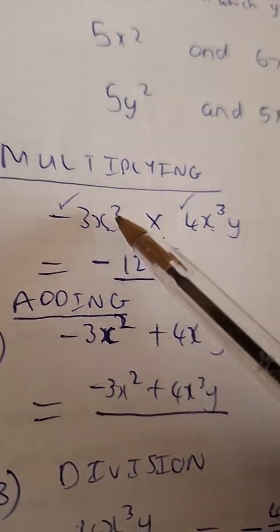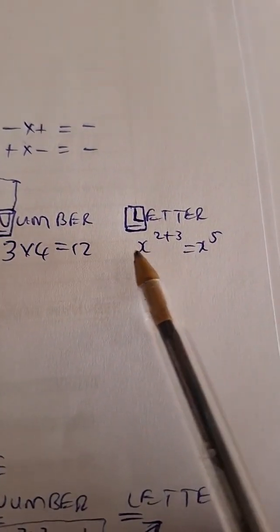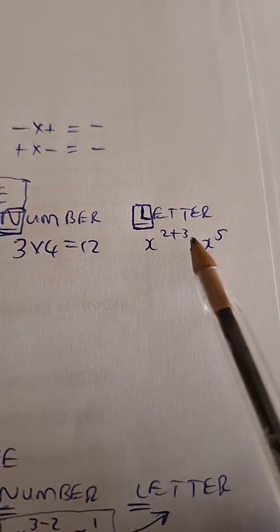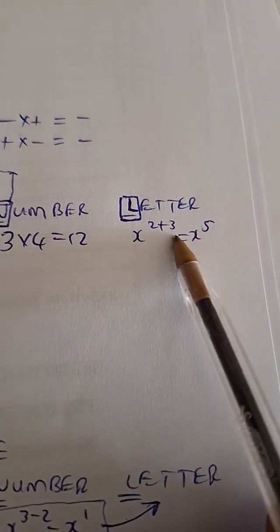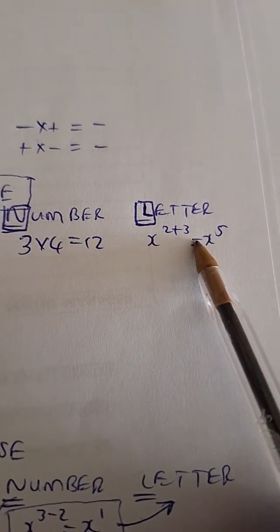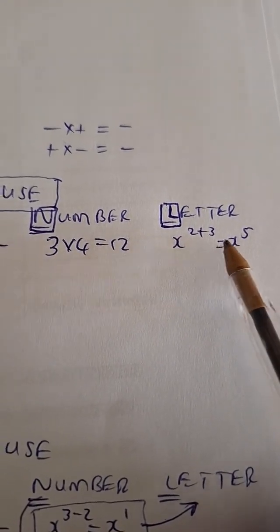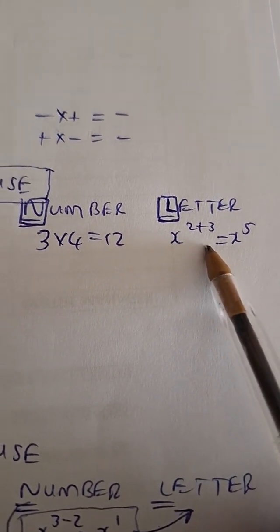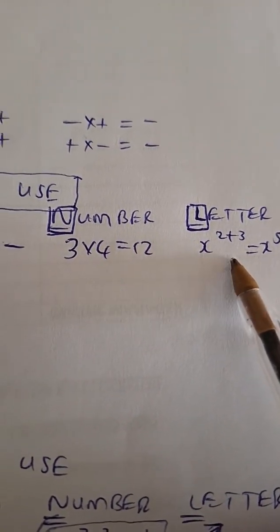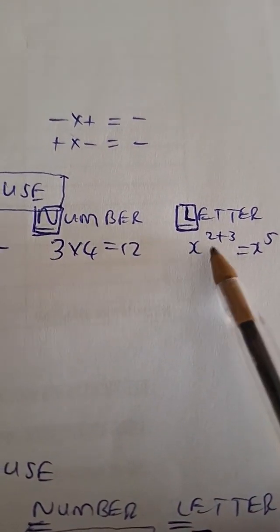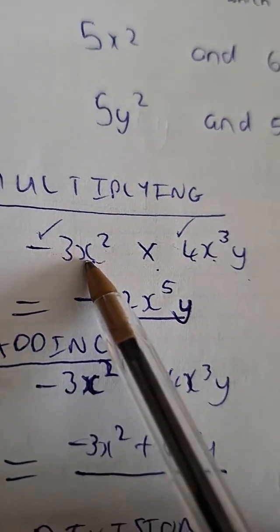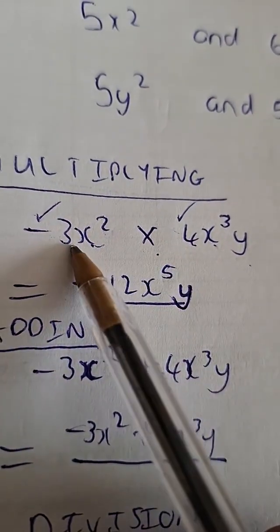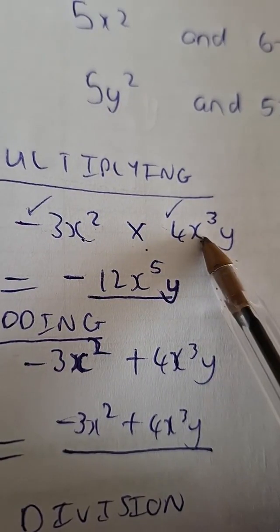Then lastly, our letters, meaning our variables. When we are multiplying variables, we need to remember the laws of exponents. The laws of exponents are very important. What are we doing now? We are doing grade 9 algebraic expressions, the second session from yesterday. We are continuing where we left off. So x to the power 2 plus 3. For instance, when we are multiplying same bases, there's x squared and there's x to the power 3.